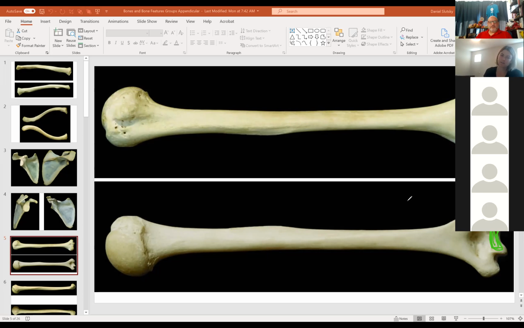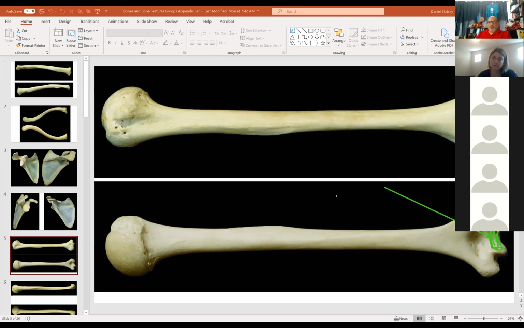What is it? Radius? Trochlea? Nope, it is the trochlea. That bone feature is the trochlea. So absolutely on the exam, I could have a big fat arrow pointing to this region right here, identify the bone and bone feature, and you would say the trochlea of the humerus.